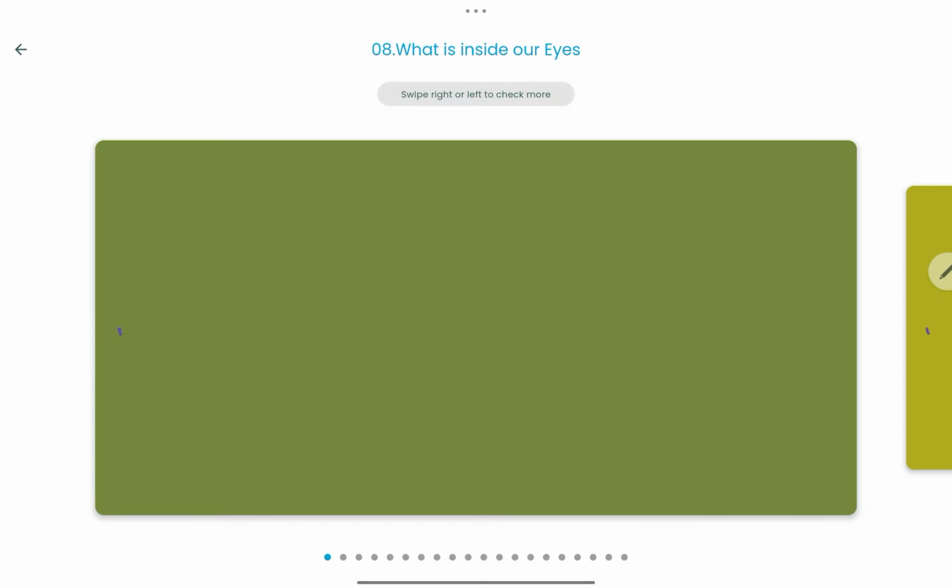Now let us see how much you have understood from this topic. What is the transparent front part of the eye called? This is a very easy one. When you imagine the structure of the eye, I have shown you a transparent front part that is called the cornea. Yes.